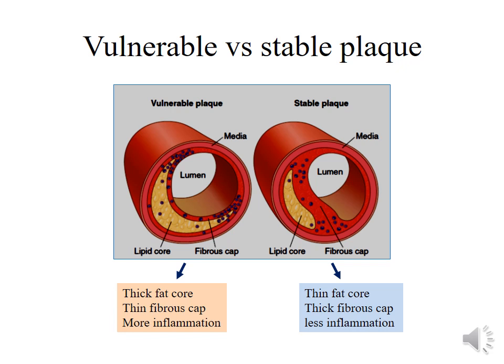So, plaques that have a thin fat core and a thick fibrous cap and less inflammation will be relatively stable in comparison to the atheromatous plaque that contains a thick fat core, a thin fibrous cap, and more inflammation. And this atheromatous plaque will be called vulnerable. By the word vulnerable versus stable, we mean vulnerable to develop complications and progression to complications of atherosclerosis.